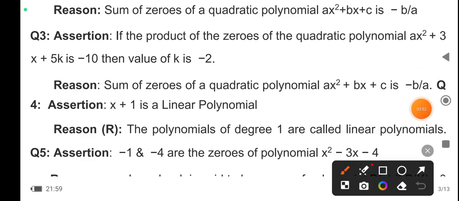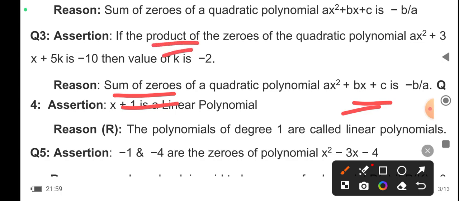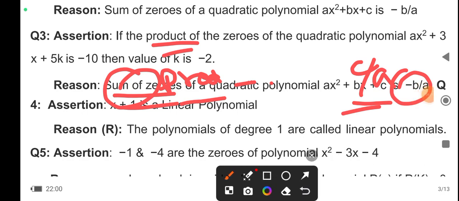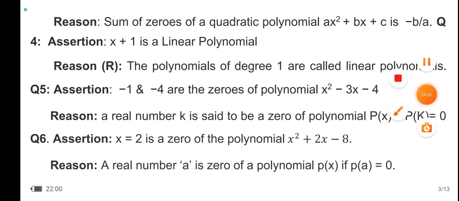But if you check the reason, it says the sum of zeros is minus b by a. Here we are using the product of zeros. If the reason were true, it would have to say the product of the zeros is c by a, then both would be correct and it would be a correct explanation. But they gave sum of zeros, minus b by a. What they said is correct, but it is not related to the assertion. So option B: A and R are true, but this is not a correct explanation. Understood? That is the way for all of these.